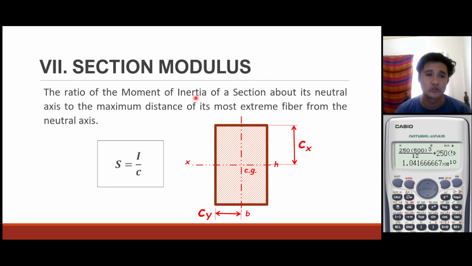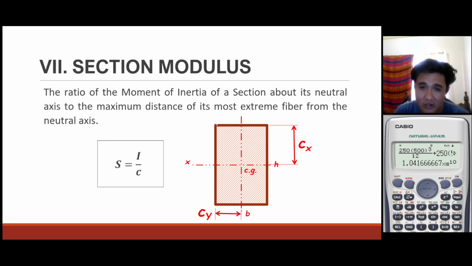And lastly, section modulus. So, the section modulus is simply the ratio of the moment of inertia of a section about its neutral axis to the maximum distance of its most extreme fiber from the neutral axis. So we have S is equal to I over C, where C is yung distance of the most extreme fiber from the neutral axis. So when we are considering yung X, so pag hinahanap natin si Sx, Ix, tsaka Cx, ibig sabihin, ang kino-consider natin na C ay yung distance ng most extreme fiber from the x-axis.